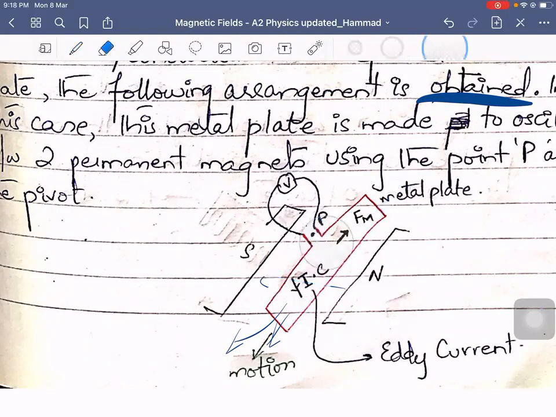So for the case when it is moving in this direction, I'm using Fleming's left hand rule to work out the magnetic force, direction of the magnetic force. And I will realize that my thumb points in this direction. If you could check it out, right? Now that I have my magnetic force, I will apply Fleming's right hand rule.